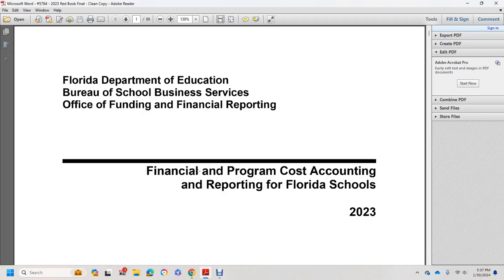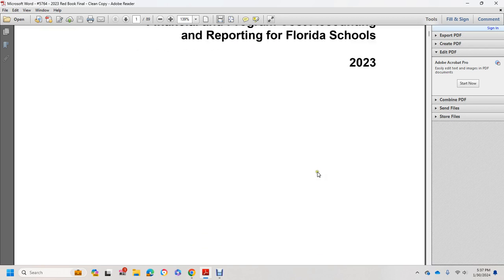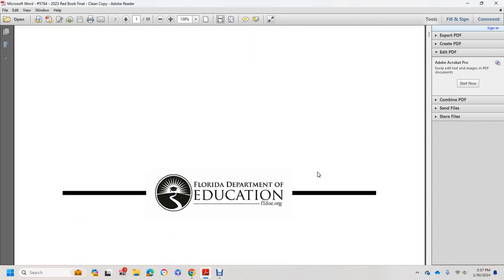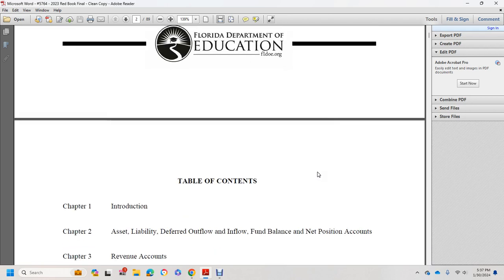Alright, Florida Department of Education, Bureau of School Business Services, Office of Funding and Financial Reporting. Financial and Program Cost Accounting Reporting for Florida Schools 2023, Florida Department of Education, FLDOE.org.